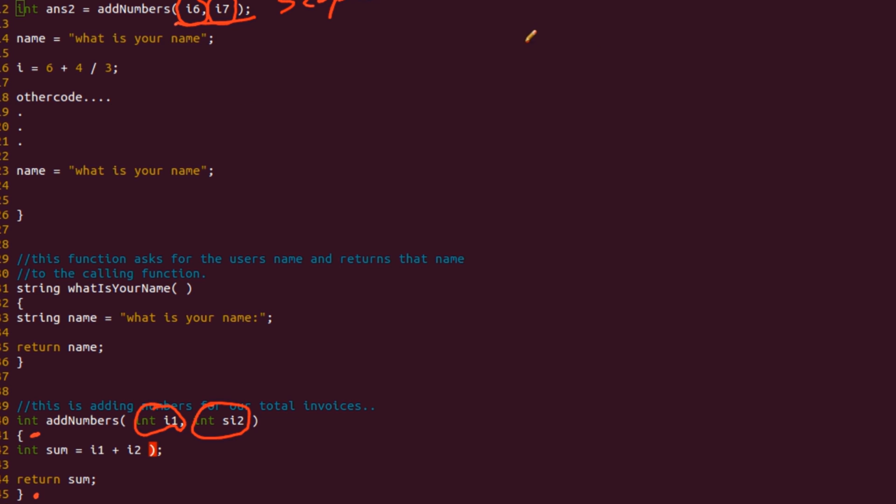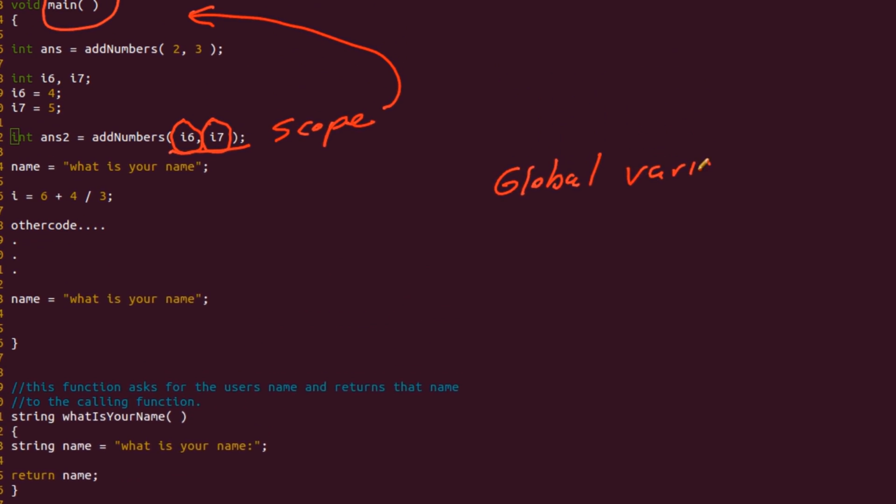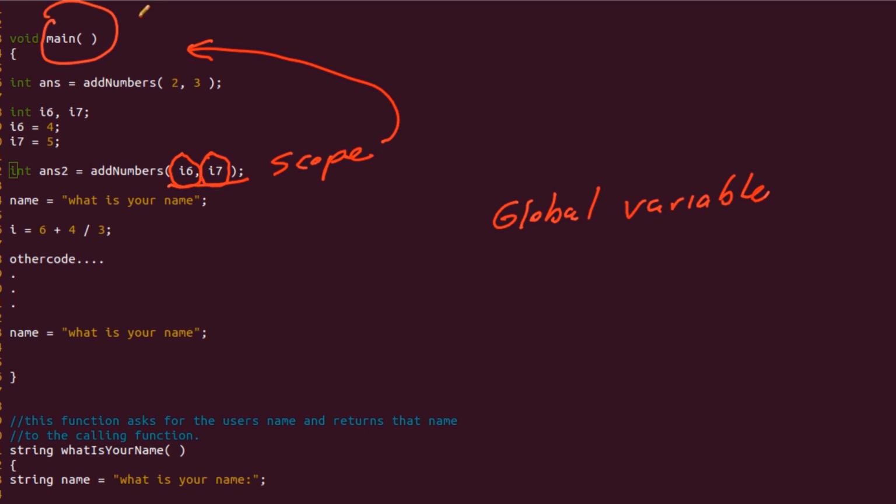Now you can have what's called a global variable. A global variable is where I declare a variable up here outside of the main. So it's not inside of anything, therefore it is a global variable, and a global variable can actually be referenced by all of the functions inside of your program.